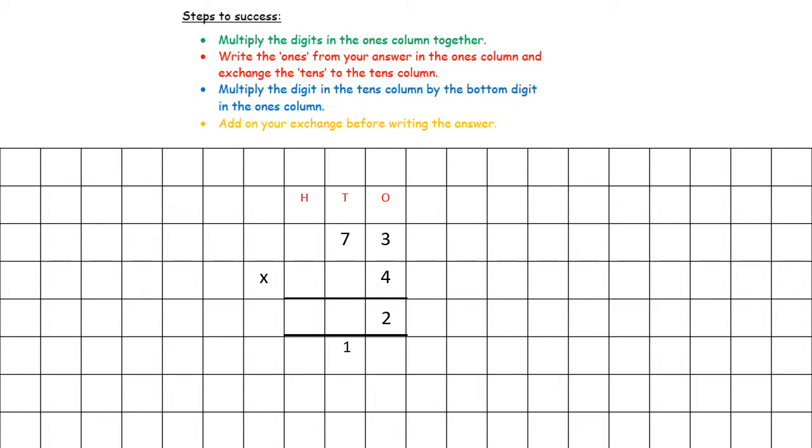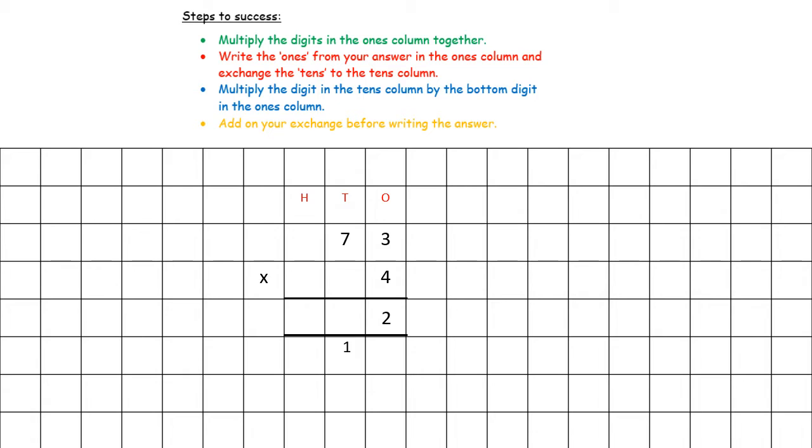Now the next thing we need to do is multiply the digit in the tens column by the bottom digit in the ones column. So that means we need to do 7 tens times 4 ones. Okay, now the easiest way to do this is just 7 times 4. Okay, and then you're going to put your 0 on the end because it's actually 70 times 4. So 7 times 4 is 28.